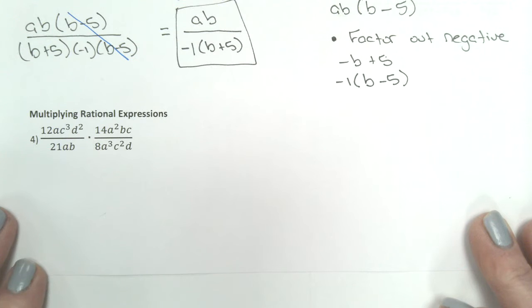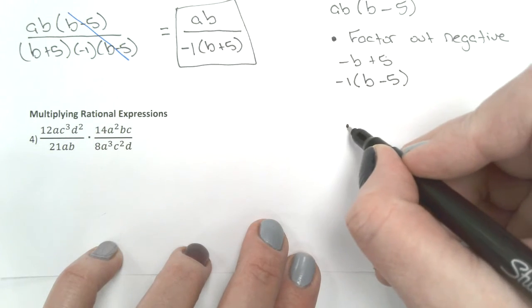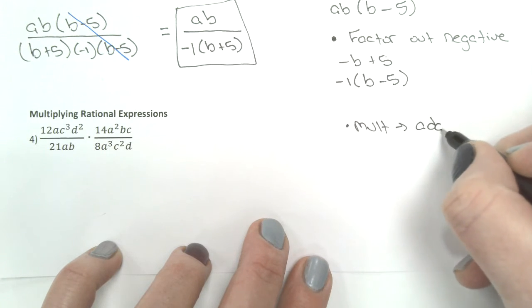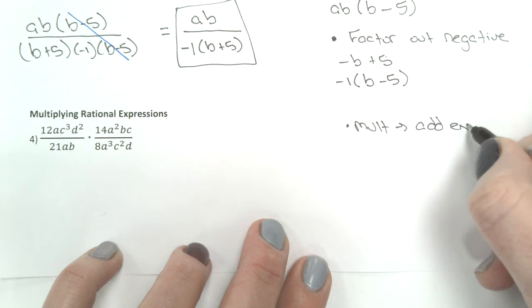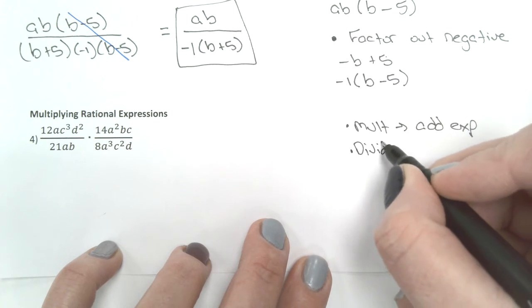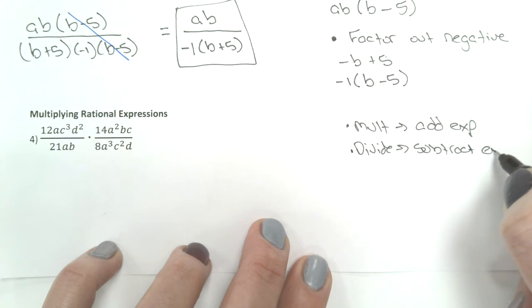Next section, now we're going to multiply rational expressions. So you need to know and remember that when you multiply, you're going to add your exponents. And then when you divide, you're going to subtract your exponents.